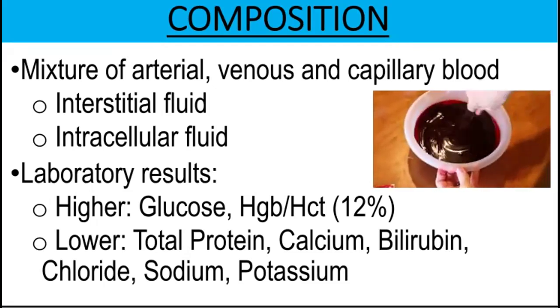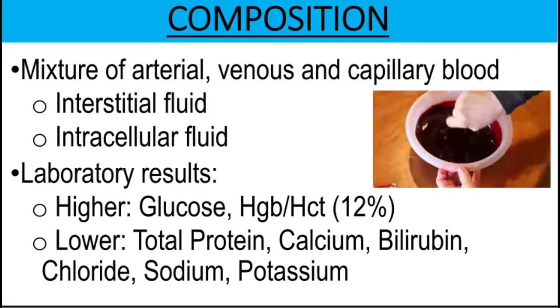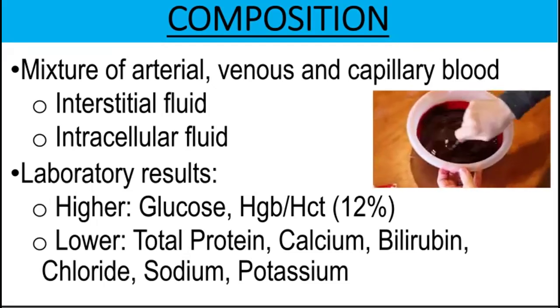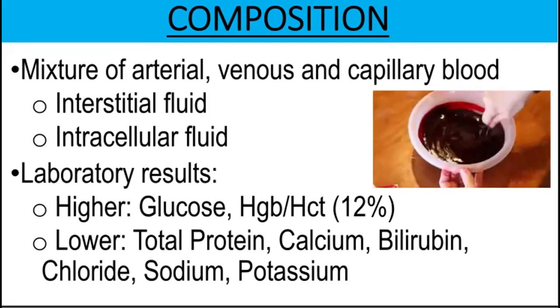As to the laboratory results, class, our capillary blood has higher glucose, hemoglobin and hematocrit for our newborns, specifically 1-day-old babies. It is 12% higher. That is why it is very important to inform the medtech processing the sample what the source of your blood is, for them to adjust the normal value. Capillary blood results are lower for total protein, bilirubin, and electrolytes compared with our venous blood.